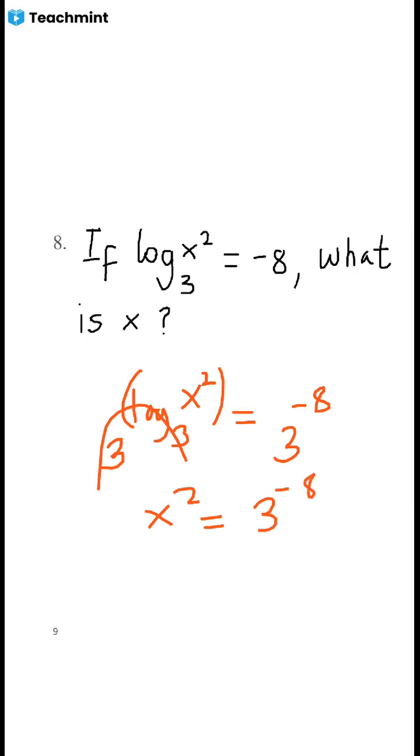Now I can divide the power by 2. If I divide the power of this one by 2, the power will become 1. If I divide the power of this one by 2, the power will become minus 4. So now we know that 3 raised to the power 4 is 81. So 3 raised to the power minus 4 is going to be 1 over 81.